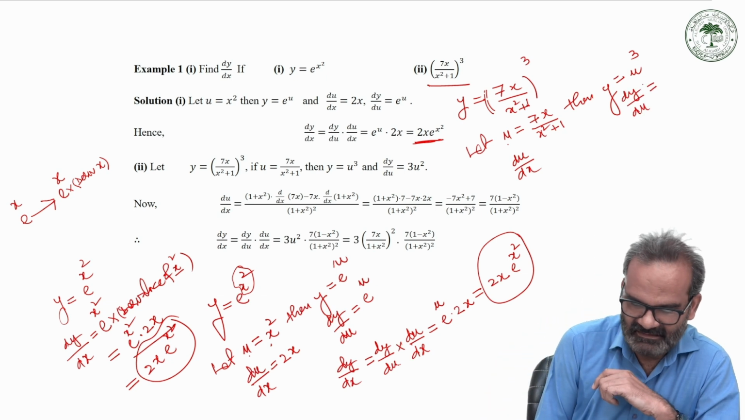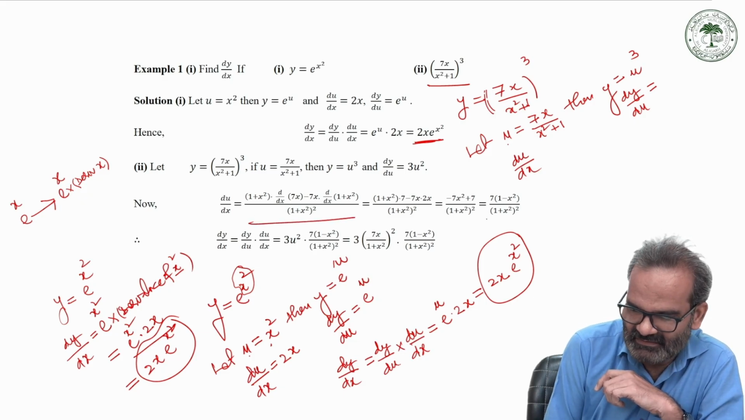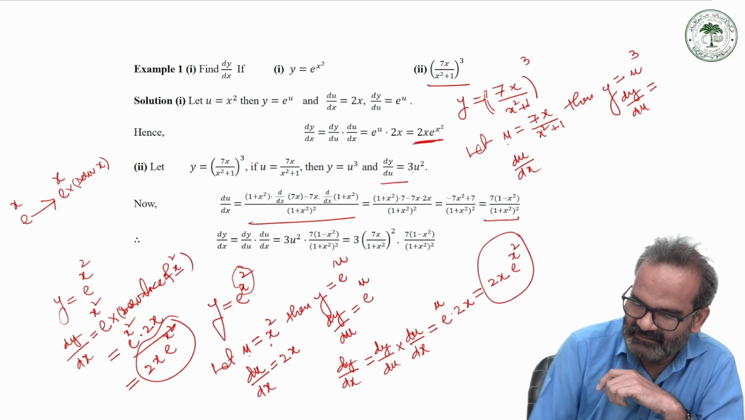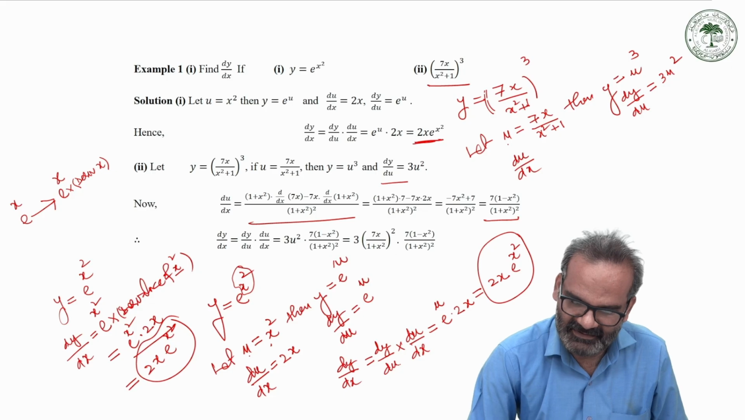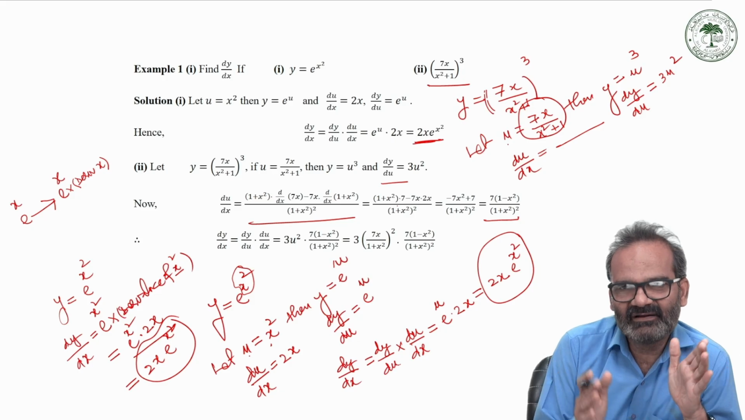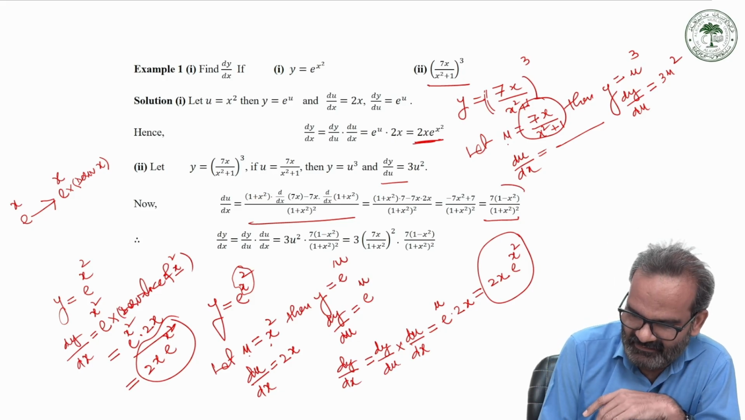See this? du over dx is this by the quotient rule. After simplifying this, dy over du is simply 3u square, but here for du over dx we can use the quotient rule to find out its derivative. I have already explained the quotient rule. You should try to apply it yourself. So you will get this value.